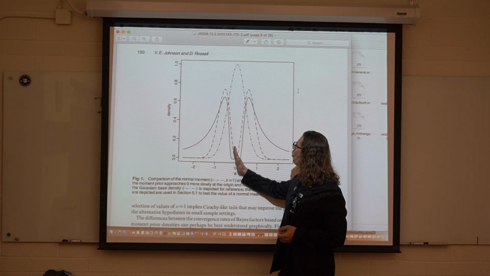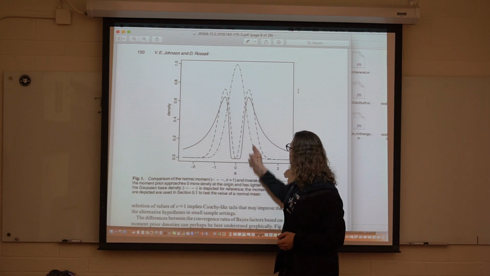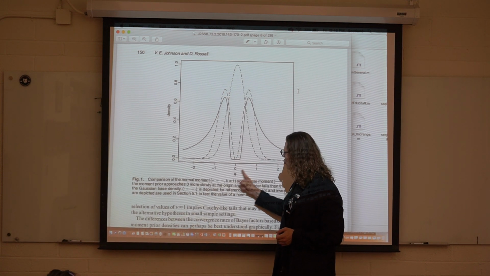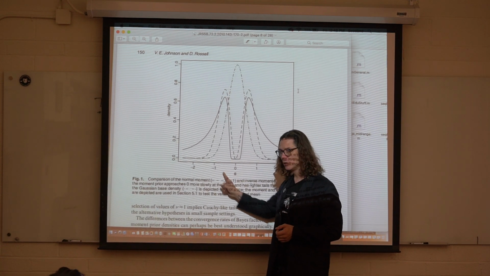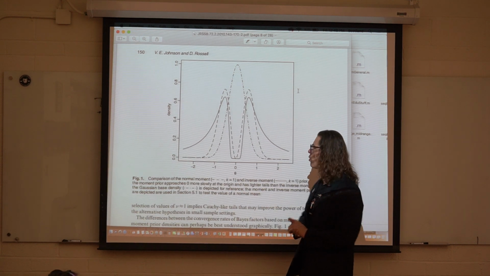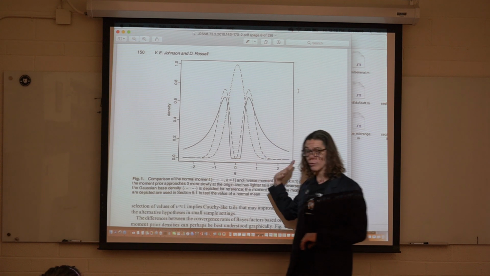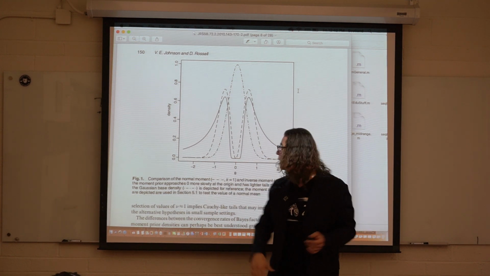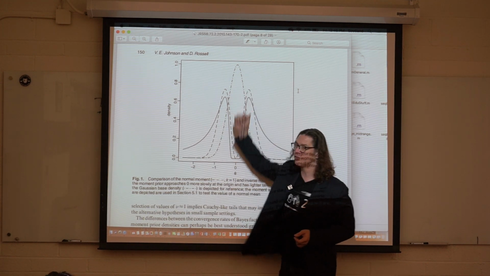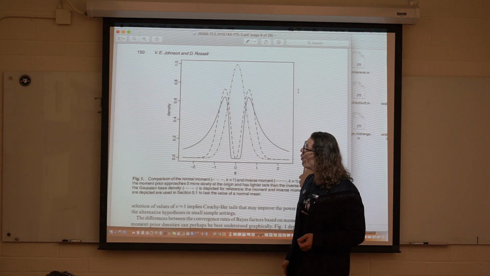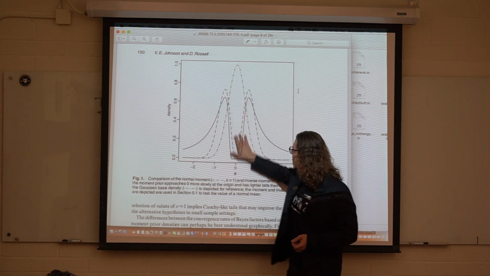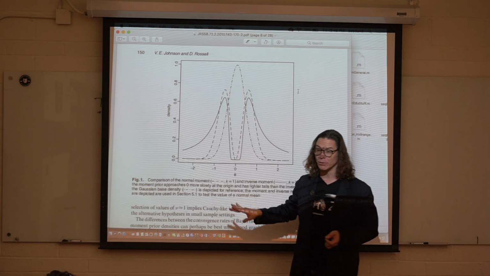So with the normal prior, we're stacking mass really close to zero. We kind of argued before that we want symmetry. We don't know if it's to the left of zero or to the right, so we want to treat those equally. And the normal distribution does that quite nicely. However, it also places a ton of mass at zero.